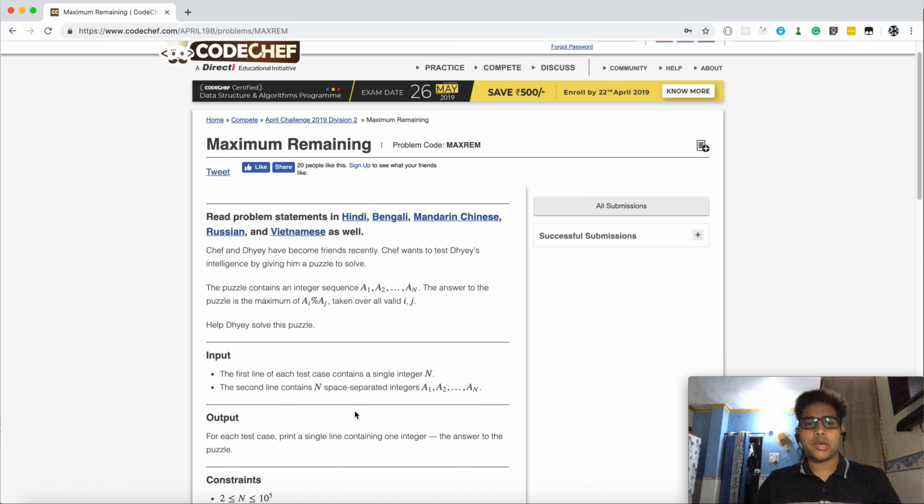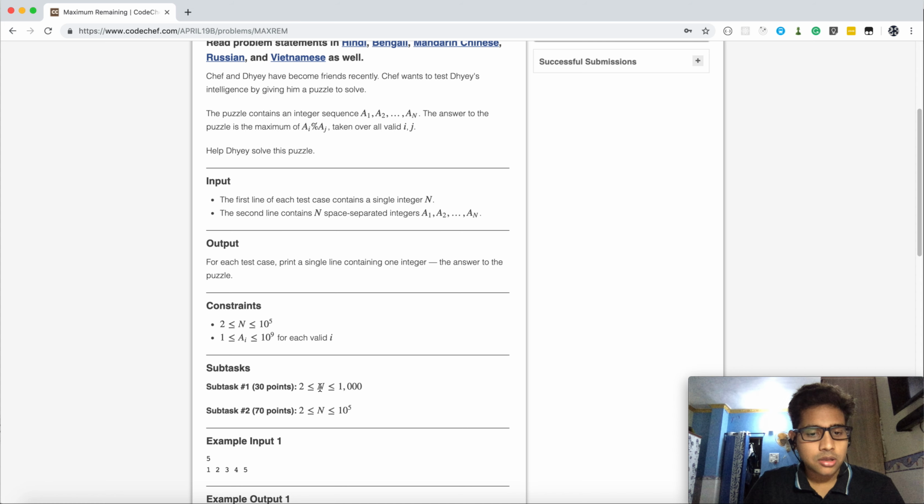There are two subtasks. For the first 30 points, this question is for 100 points. So if you solve for cases where n is between 2 and 1000, you'll get 30 points, and for the remaining it is 70 points. Let's not worry about these subtasks. The first example test case given has 5 integers 1, 2, 3, 4, 5, and the output is 4. Now how are we getting this output as 4?